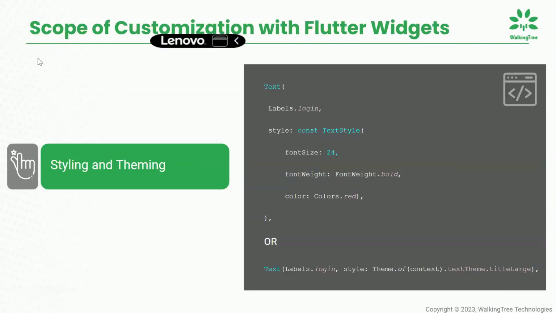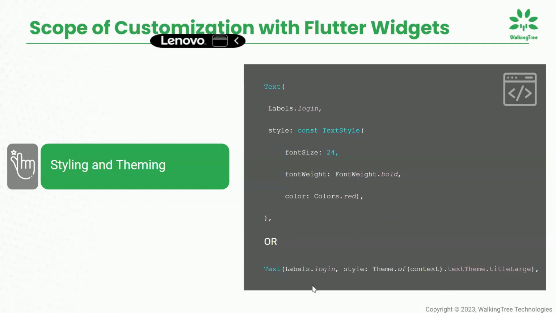Now coming to the scope of customization with Flutter widgets, we can very easily style our widgets. For example, the text widget here has the style property, and we can give it a different font size, font weight, color, and lots of other features. If we have to make our application responsive, then rather than hard coding the font size or the font weight, we can use the media query, and based on the screen width and height, we can render a dynamic font size here. That is possible. So styling is very simple.